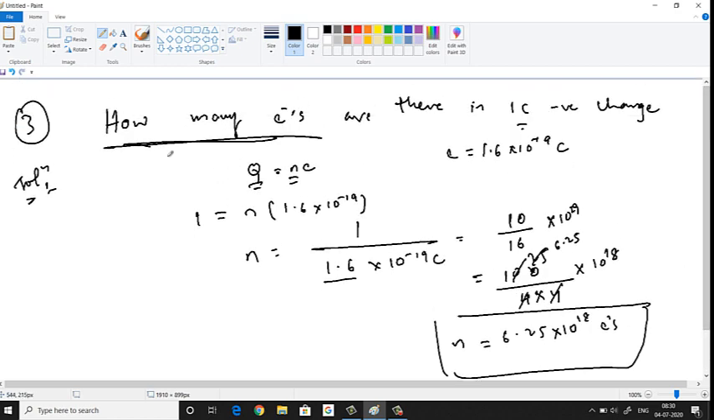Okay. What is the question? How many electrons are there in 1 coulomb negative charge? That means in a box, if you put 6.25 into 10 power 18 electrons, this entire box will have how much charge? 1 coulomb charge. Okay, simple? Fine.